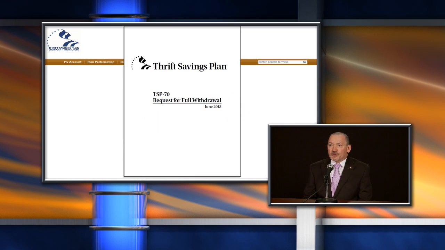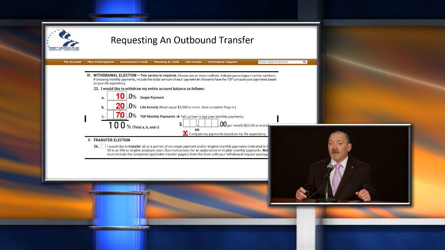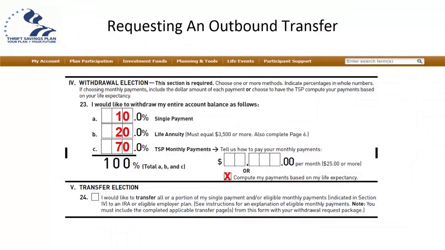Because outbound transfers are part of a withdrawal, you'll see the transfer instructions on each of several withdrawal forms. So here's an example: our TSP 70, which is a request for a full withdrawal. The instructions start on the very first page. If you look at block 26, you'll see a checkbox. It's very important that you let us know on the face of the form, by checking that box, that you intend to have us transfer some or all of that distribution.